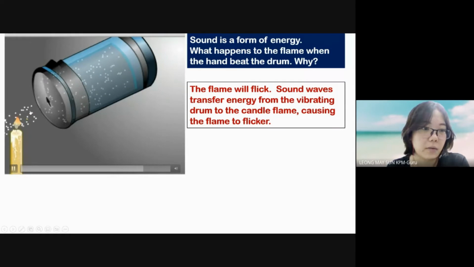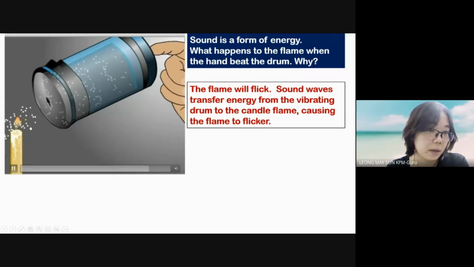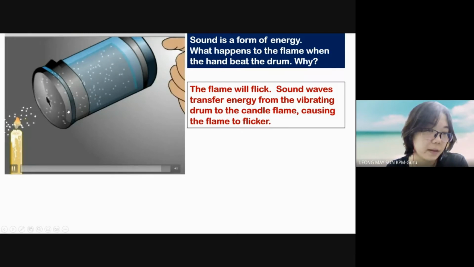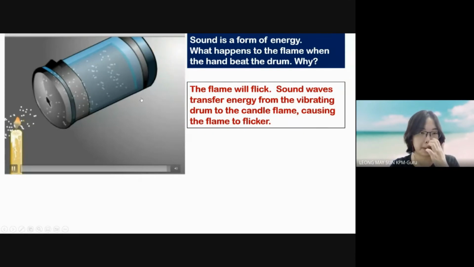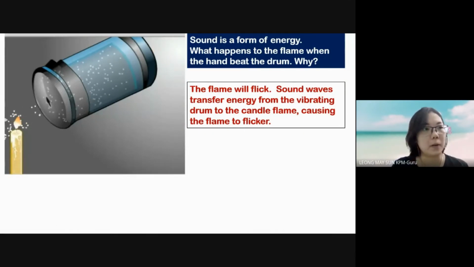So you can see that over here, when it actually touches here, the wave, can you see this part? All right, when the hand actually beats the drum, the flame will actually flicker. This is because the sound wave transfers energy from the vibrating drum to the candle flame, causing the flame to flicker. And remember over here, the one that is actually transferring energy for this particular situation is the air particles.